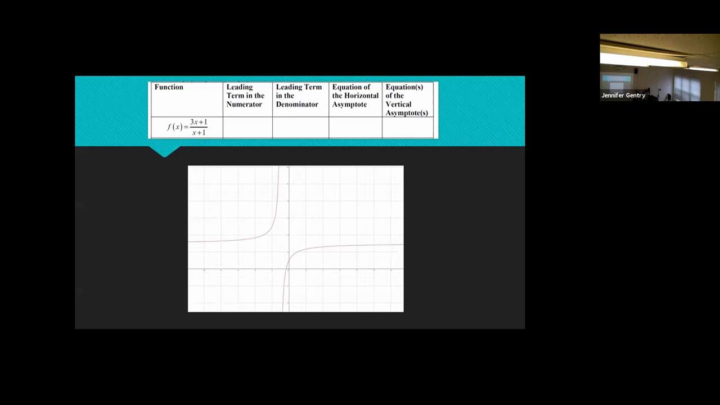F of x equals 3x plus 1 over x plus 1, okay? You can hardly see my graph on the screen. You can see a little bit better online, okay? It's a graph that goes here and one that goes that way, okay? Apologize, you can't see it right now. What is the leading term in the numerator? 3x, right?